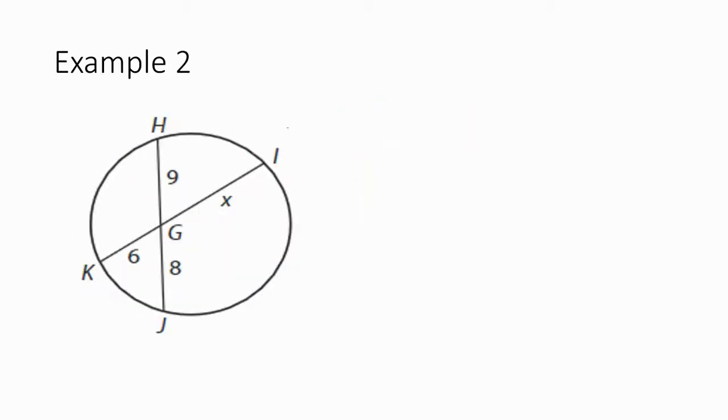So example 2, same situation, except we have to solve for GI. Again, we have two chords, right? We have KI and HJ. So we know that GI times KG should equal HG, or GH, times JG. Now, GI is x, KG is 6.